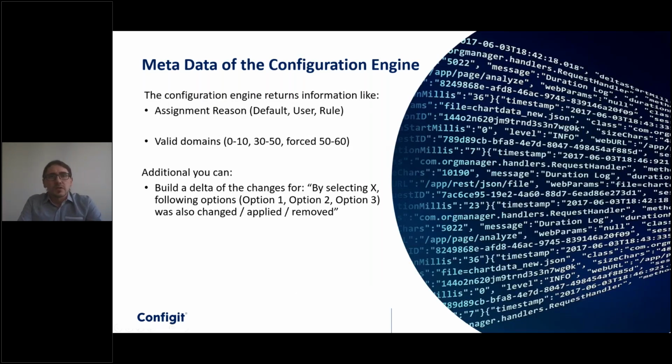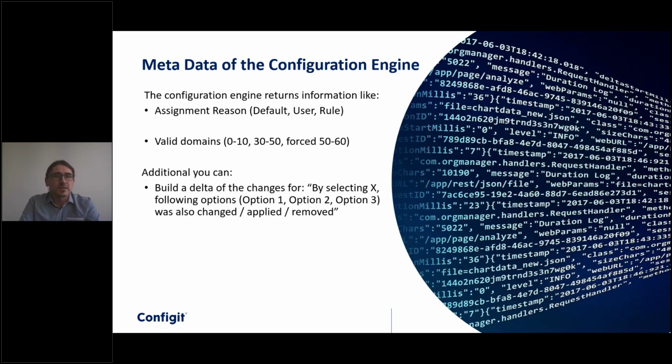So let's go into the first topic, the metadata of the configuration engine. When you send a request to the configuration engine, it not only returns the variables and which ones are selectable and which ones are no longer selectable, it also returns a couple of meta information. One meta information is, for example, the assignment reason. Is that a selection a user has done? Is that a selection where a default was applied? Or is it something a rule has selected because there's no other choice left?